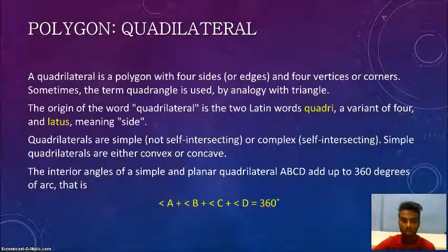The origin of the word quadrilateral is the two Latin words quadri, meaning four, and latus, meaning side. Quadrilaterals are either simple, not self-intersecting, or complex, self-intersecting. Simple quadrilaterals are either convex or concave. The interior angles of a simple and planar quadrilateral ABCD add up to 360 degrees of arc. That is, angle A plus angle B plus angle C plus angle D equals 360 degrees.